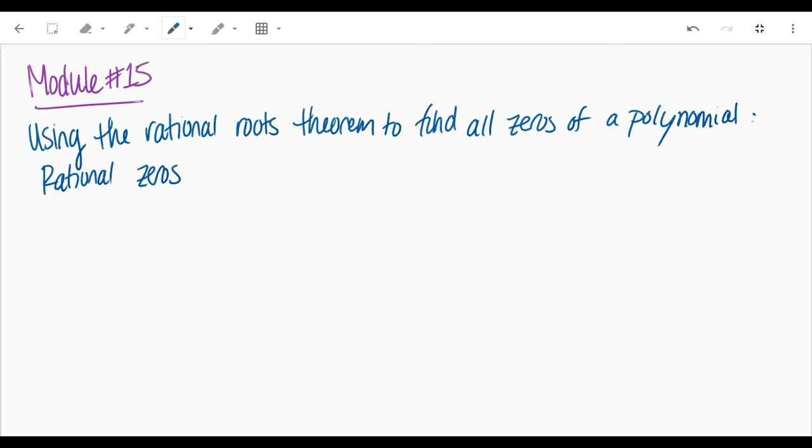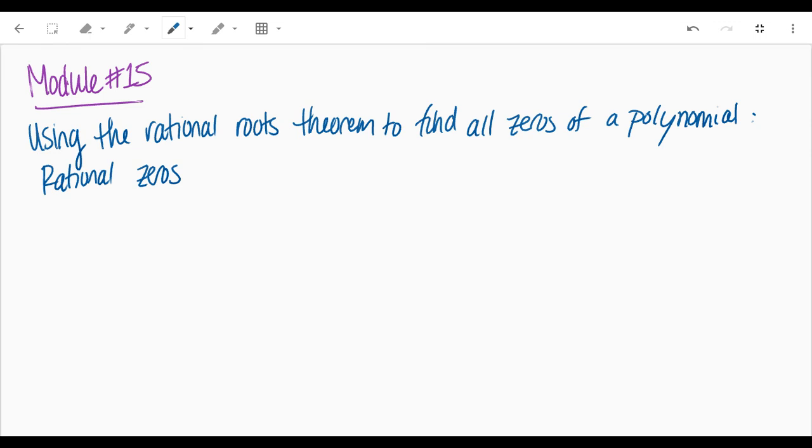Right, module 15. So we are going to start with using the rational roots theorem to find all zeros of a polynomial when the zeros are rational. So you have already actually seen this. Remember your rational roots theorem, our rational zeros, same thing, rational roots, rational zeros.